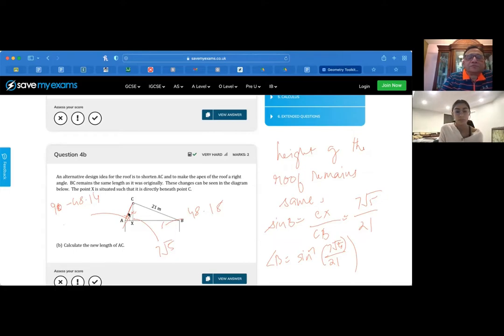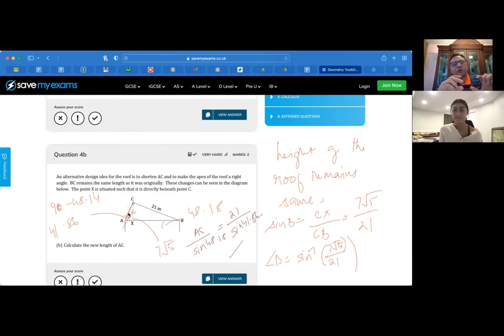How much do you get? 90 minus 48.18 is 41.82... no, 41.86, correct. 41.86 is this angle. You can use the sine law now to find AC, correct? So we can write AC over sine of 48.18 is equal to 21 over sine of 41.86. Find AC with cross multiplication. Is it okay? That's it.